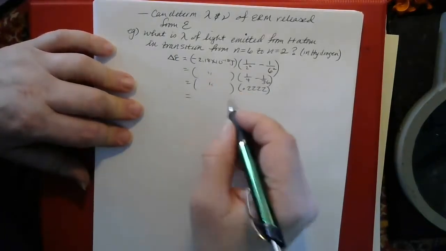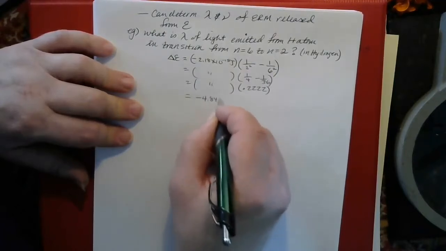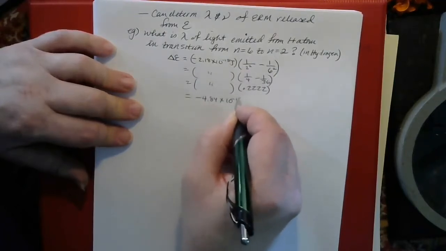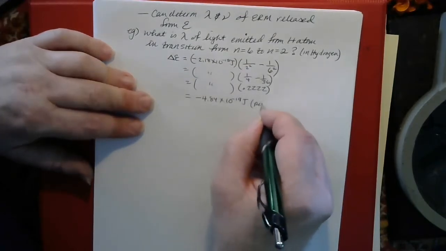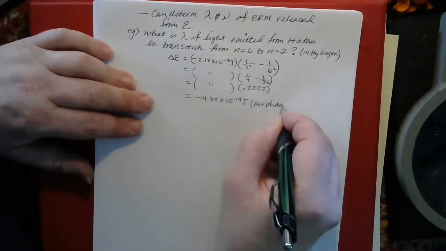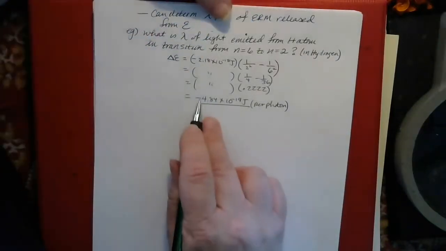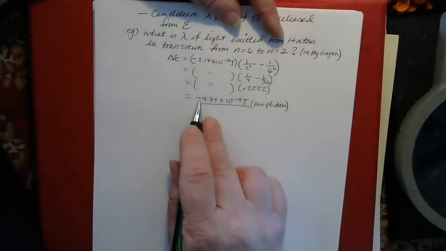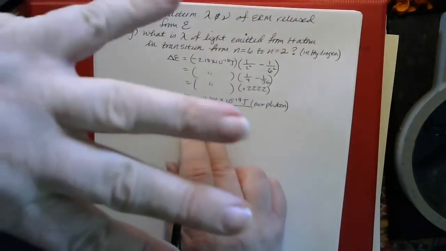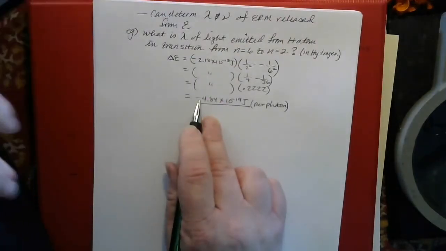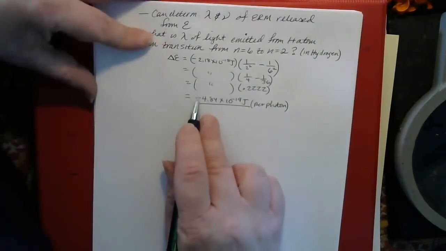And when you multiply the constant by that, you get negative 4.84 times 10 to the minus 19 joules per photon. This is energy released, which is why the number comes out to be negative, because we measure energy changes from the standpoint of the atom itself. So if the atom is releasing energy, that would be negative because the atom is losing energy.